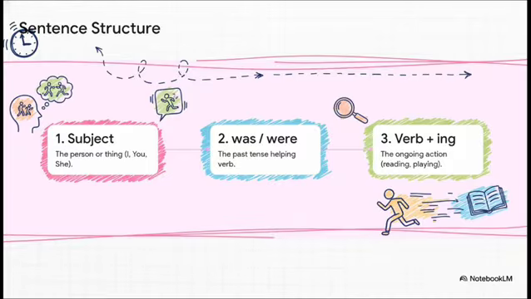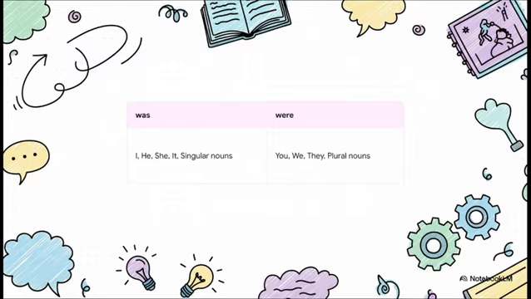Boom, you're done. Now this is probably the only tricky part, and honestly it's not even that bad. You just have to choose between was and were. So the rule is simple. Was goes with your singular crew, I, he, she, and it. And were is for the plural team, you, we, and they. Once you get that down, you are absolutely golden.